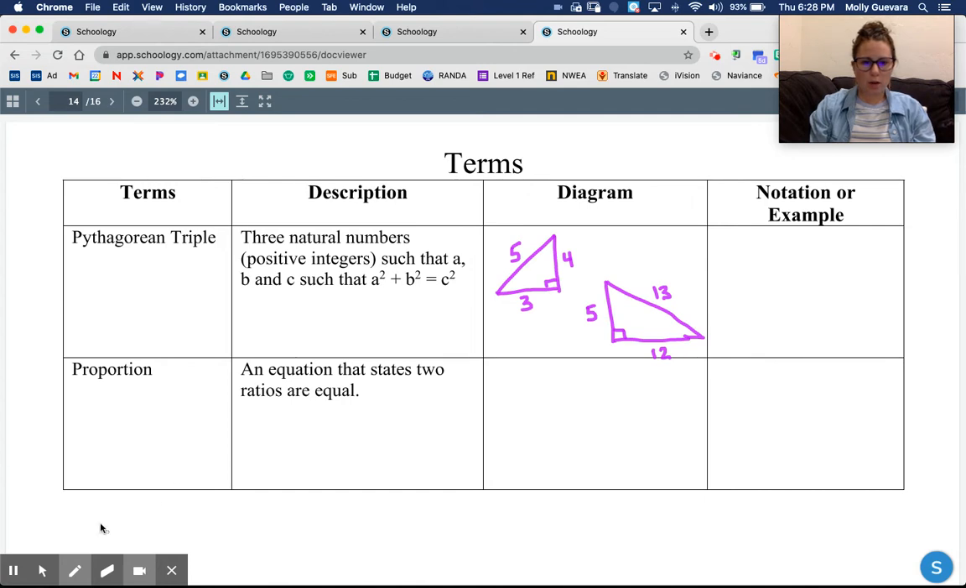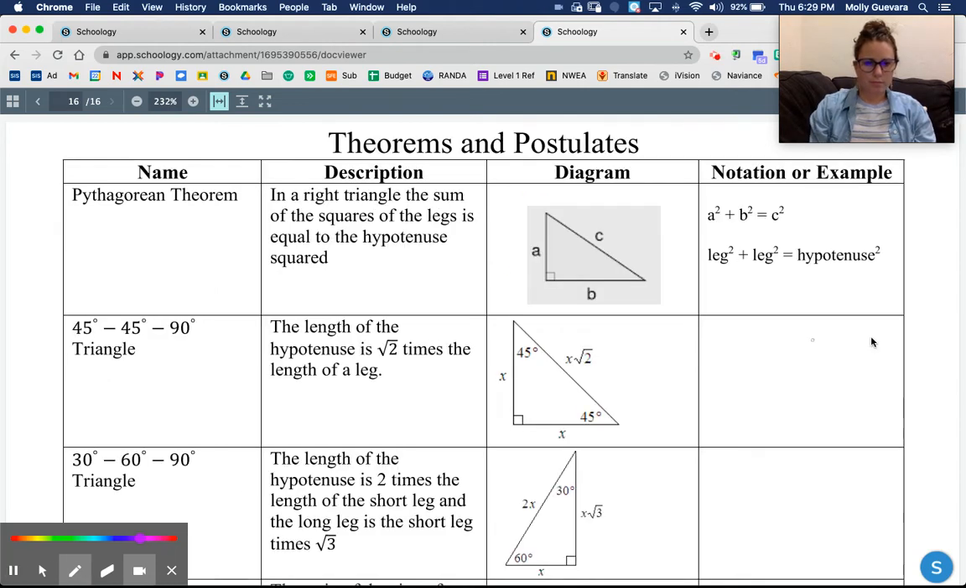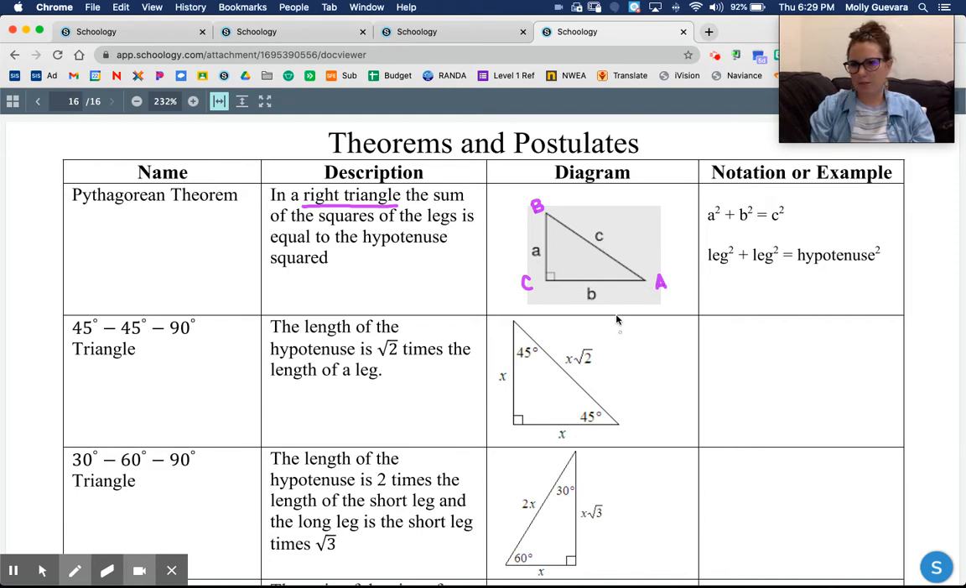Let's then go down to our theorems and review the Pythagorean theorem and a couple others. Okay, so the first one, a quick review of the Pythagorean theorem. In a right triangle, it has to be a right triangle, the sum of the squares of the legs is equal to the hypotenuse squared. So here's my right triangle. The angles aren't labeled, but this would be A, this would be B, and this would be C, right? So remember that we use capital letters for angles and lowercase letters for sides.